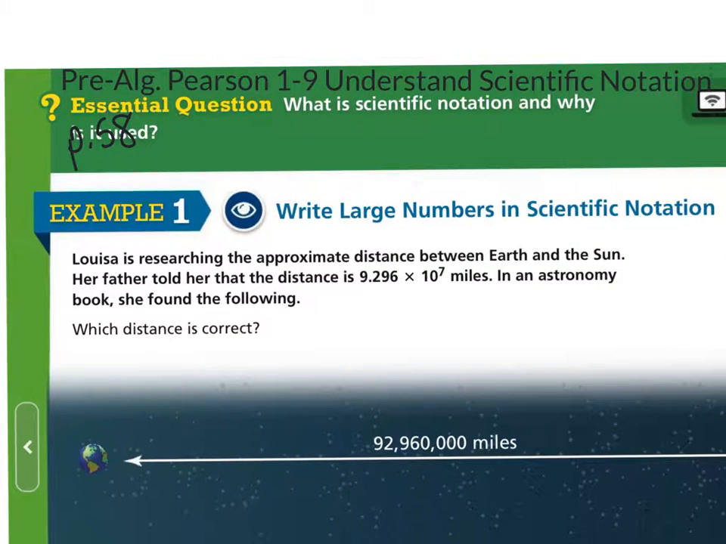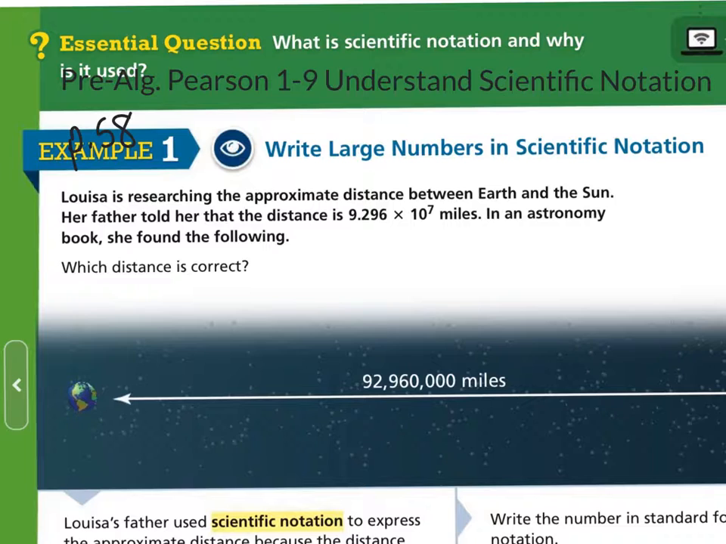Louisa is researching the approximate distance between the Earth and the Sun. Her father told her the distance is 9.296 times 10 to the 7th miles. In an astronomy book, she found the following. Which distance is correct? Okay, so this is the distance that was in the book. This is what her father told her.